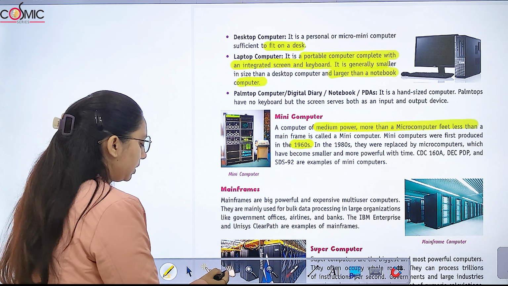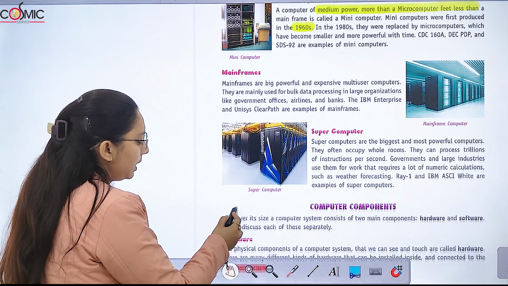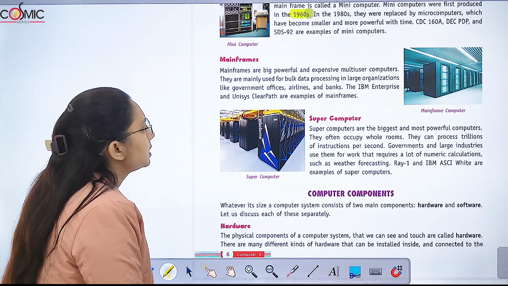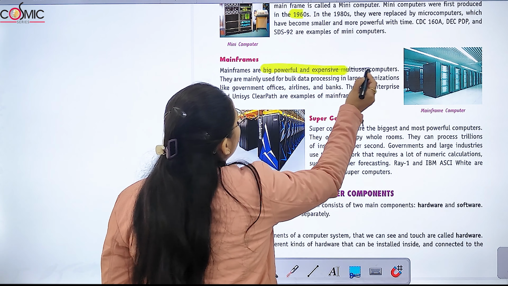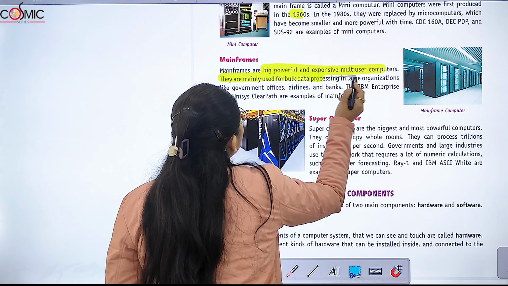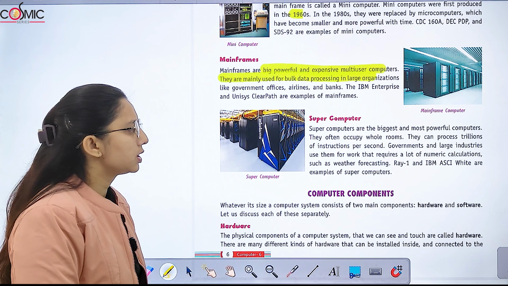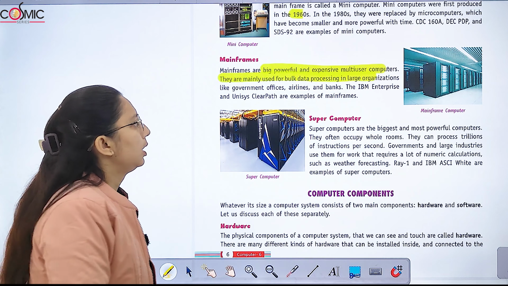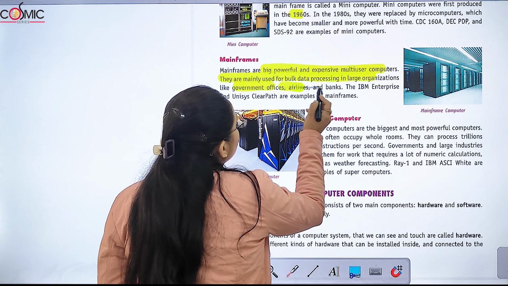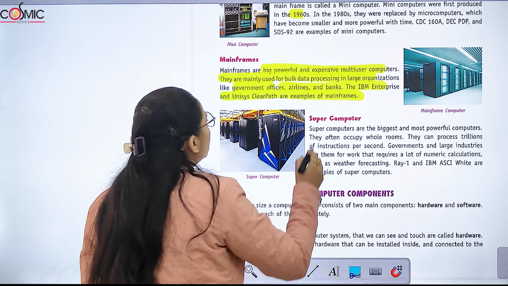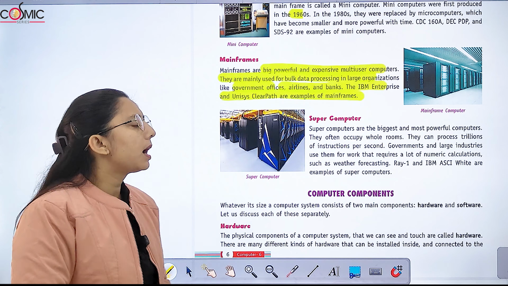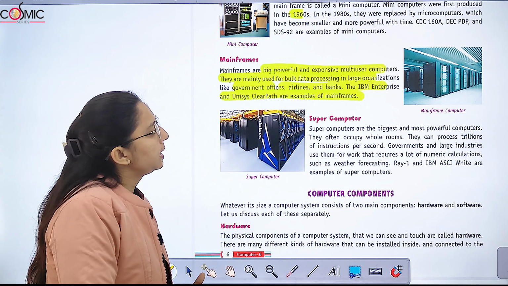Next we have the mainframe computer. Let's study about the mainframe computer. Mainframes are big, powerful, and expensive multi-user computers. They are mainly used for bulk data processing in large organizations, like government offices, airlines, banks. The IBM enterprise systems are examples of mainframes.